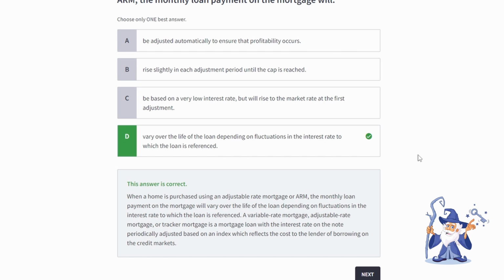A variable rate mortgage or adjustable rate mortgage or tracker mortgage is just a mortgage loan with an interest rate that is periodically adjusted based on an index which reflects the cost to the lender of borrowing on the credit markets. So these loans can be used for somebody who maybe anticipates, hey, maybe interest rates will be lower later. Maybe reports are coming that the economy is going to be great the next 5 years, and you think the interest rates are going to go down. This loan might make sense for somebody in that position. But for most people, this isn't ideal.